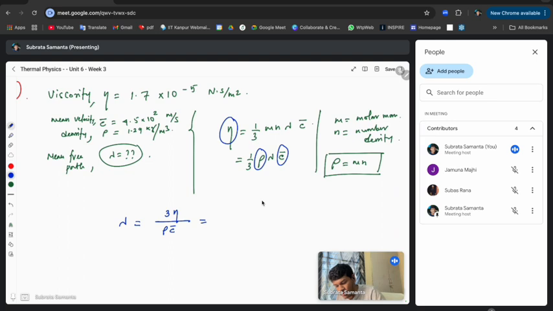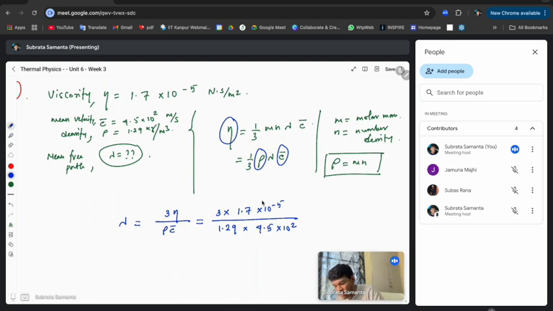Now plugging in these values, what is the value of eta? Here I am using SI units: density is in kg over meter cube, velocity is in meter over second, and viscosity is in Newton second per meter square. So all are in SI units. Plugging in, lambda equals 3 times 1.7 times 10 to the power minus 5 over 1.29 times C average, 4.5 times 10 to the power 2, all in SI units. So what is the unit of lambda then?